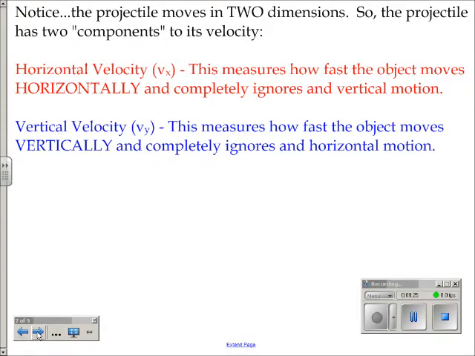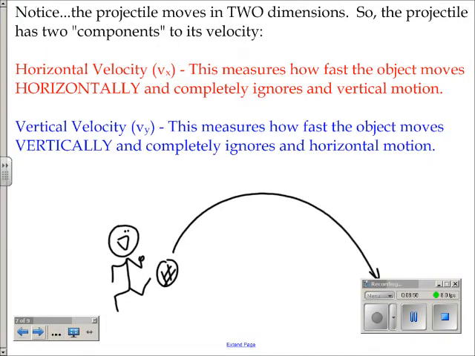Notice also, or not notice also, I already said this, the projectile moves in 2 dimensions. So the projectile has 2 sort of components to its velocity. Check it out. If you kick a soccer ball, here's your dude, hello, soccer ball. The soccer ball is going to go like that, right? So suppose you took a photograph of the soccer ball when it was right here, and I asked you, hey, what direction is the soccer ball going? You might point sort of this way, right? So it's kind of moving in 2 dimensions.